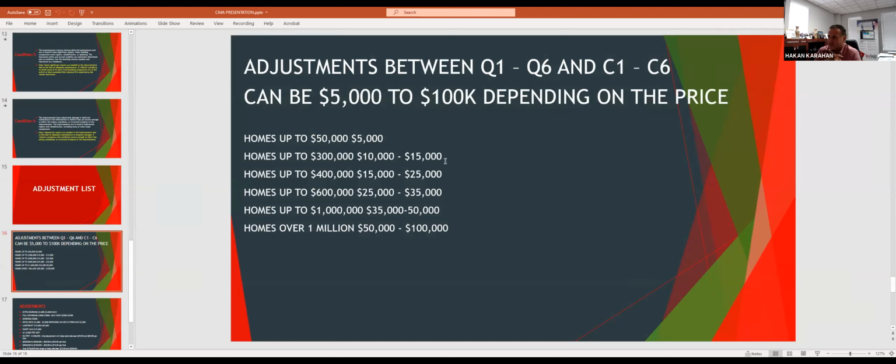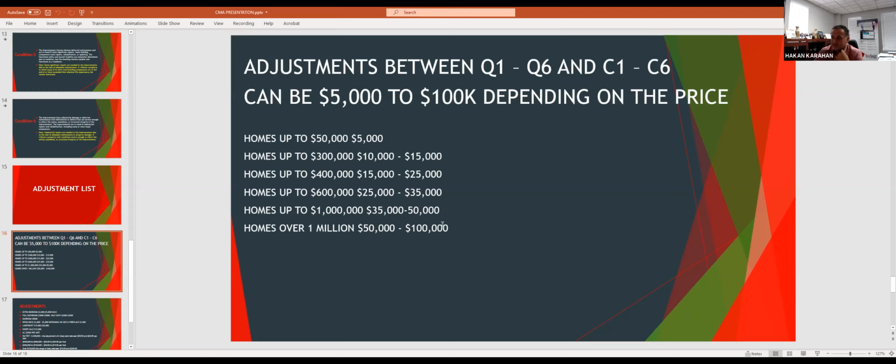Adjustments between Q1, Q6, and C1, C6 can be from $5,000 to $100,000 depending on the price. If you're looking at the low end of Camden homes, that's where $5,000 comes in. Here are the ranges. Homes up to $300,000, $10,000 to $15,000 difference. Homes up to $400,000, $15,000 to $25,000. Homes up to $600,000, $25,000 to $35,000. Homes up to $1 million, $35,000 to $50,000. And homes over $1 million, $50,000 to $100,000 difference.